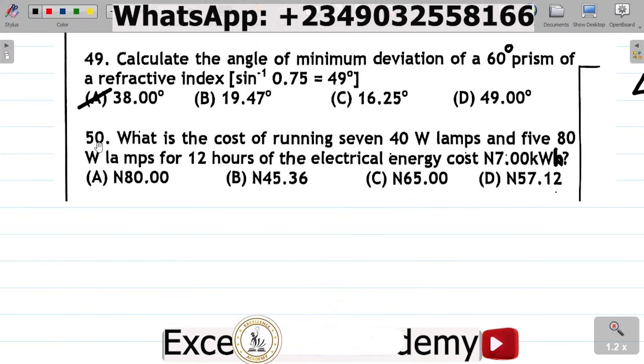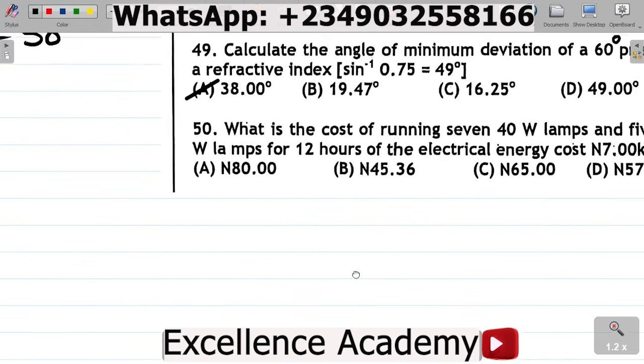Final question here. Question 50 says, what is the cost of running 7 40-watt lamps and 5 80-watt lamps for 12 hours if the electrical energy costs 7 naira per kilowatt hour? A, 80 naira, B, 45.36 naira, C, 65 naira, D, 57 naira. So how do you solve this question here?